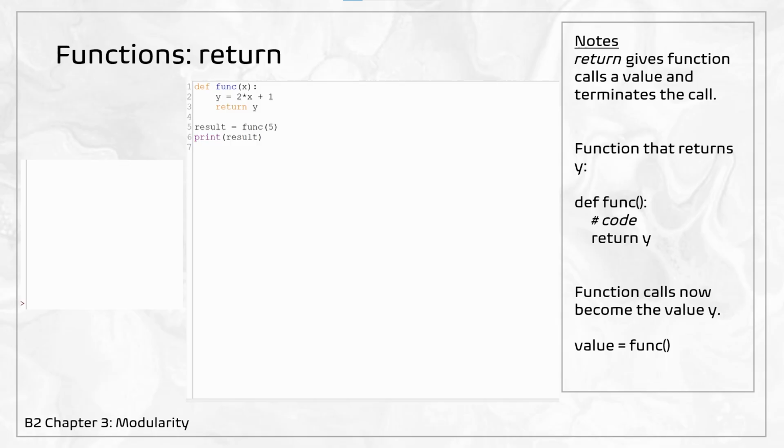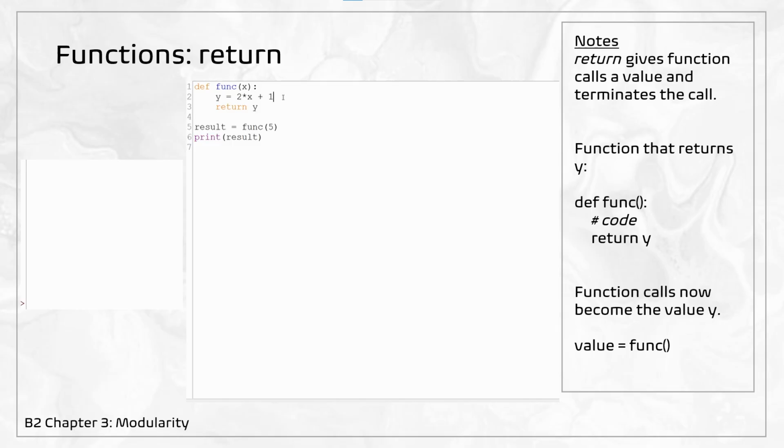Function calls can also become a value. To achieve this, you need to use the return keyword. The return keyword's job is to give function calls a value and close the function. This basically turns my function into a math function. When I call my function, you can basically think of it like the value f of 5, where f of x equals 2 times x plus 1.